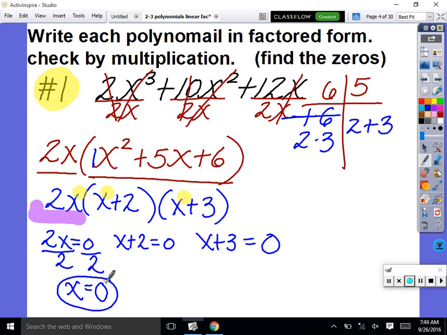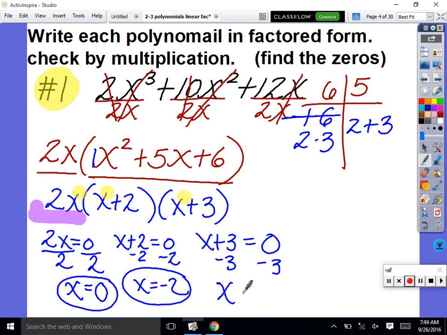Guys, the solution 0 shouldn't throw you off. 0 is just a number like any other number in the world. All right, then we'll subtract 2, correct? So we get x is equal to negative 2. We have our second solution, and we're going to subtract 3. So we get x is equal to negative 3. Is everybody feeling good?